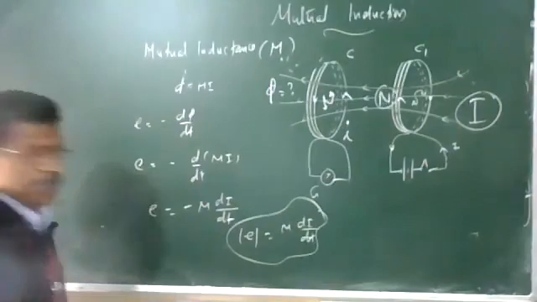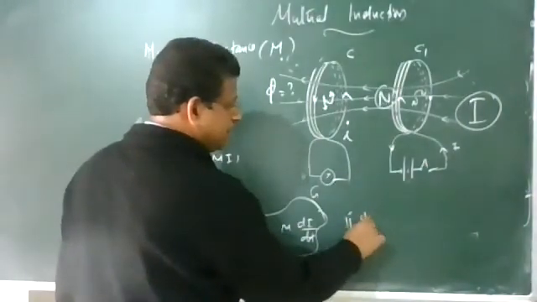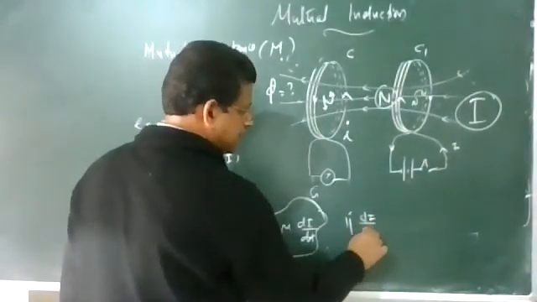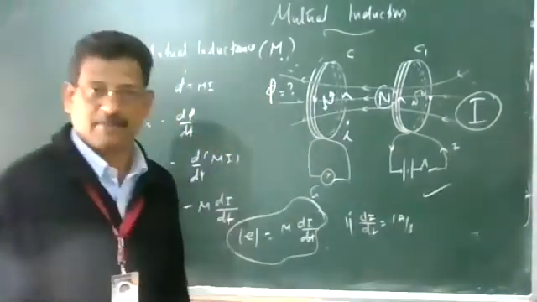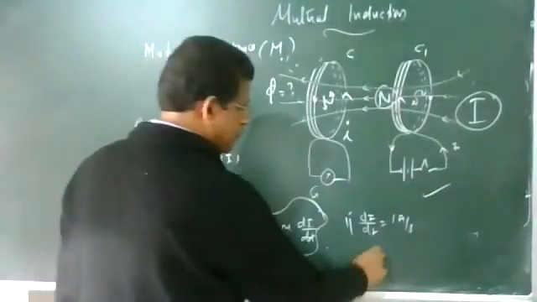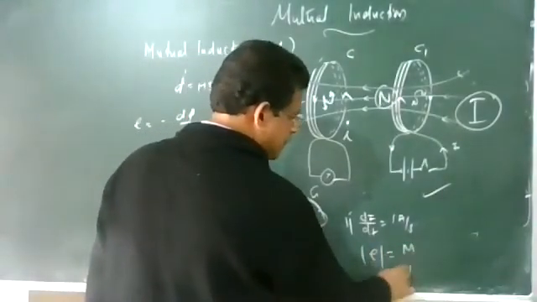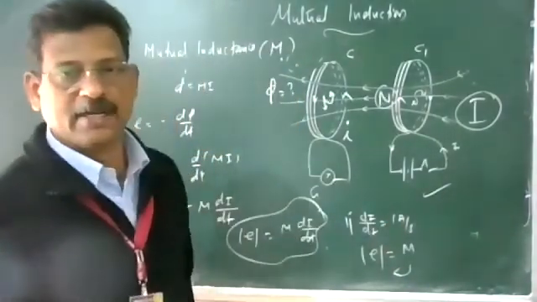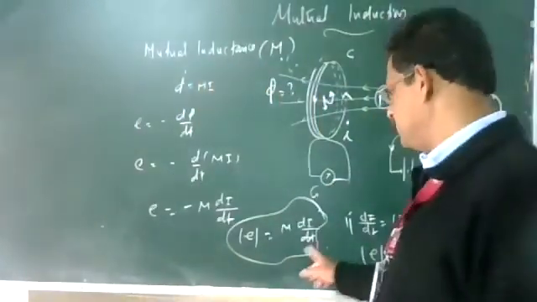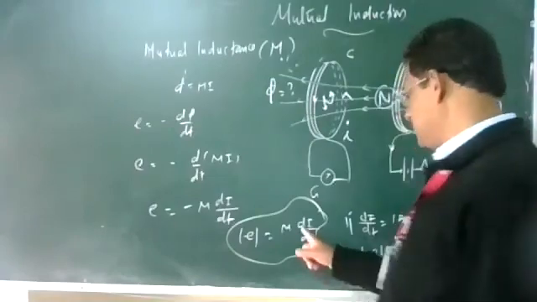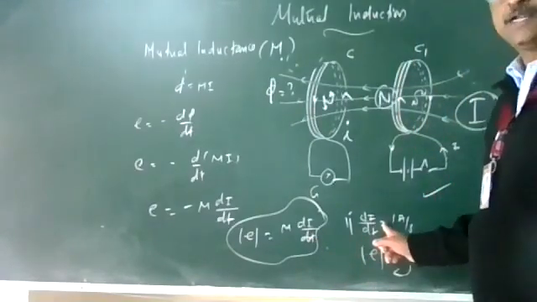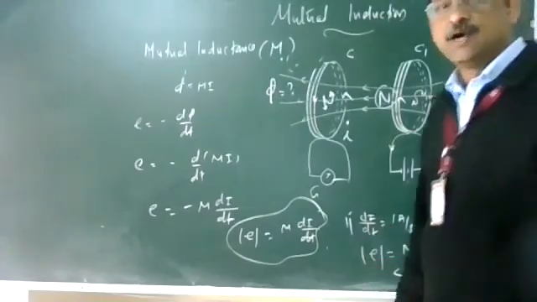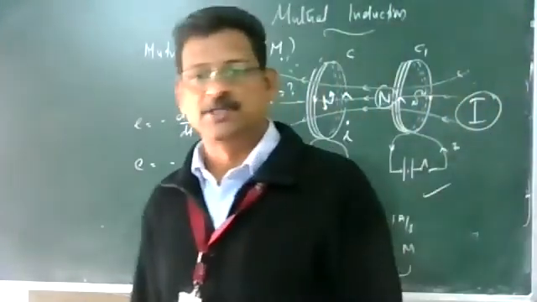If di by dt is 1 ampere per second, that means current in one coil is changing at the rate of 1 ampere per second. What is the EMF induced in the other coil? That is the mutual inductance. So mutual inductance can also be defined as the EMF induced in one coil when the current in the other coil changes at the rate of 1 ampere per second.